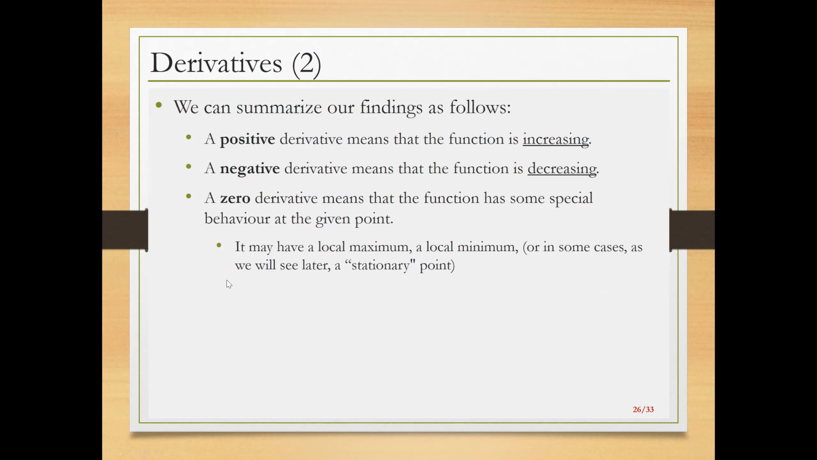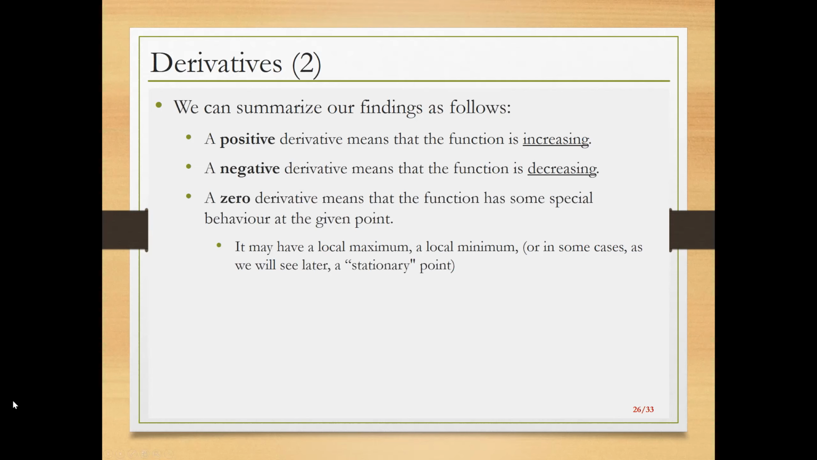So now just to summarize what we just saw, if I see a positive derivative, it means that the function is increasing. Negative derivative means it's decreasing. If it's 0, it means that at some point we are seeing some special behavior, okay? Now it could be a local maximum point or a local minimum point. But there's a third scenario that may also occur. The third scenario is that it could be neither of these. It could be neither a local minimum nor a local maximum, but instead it could be a stationary point.